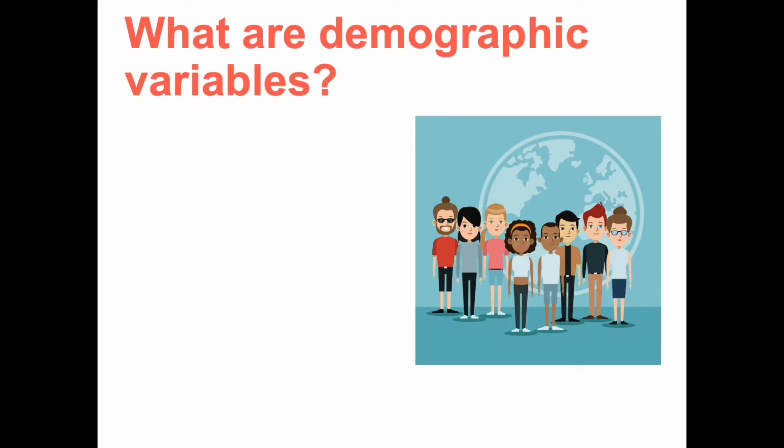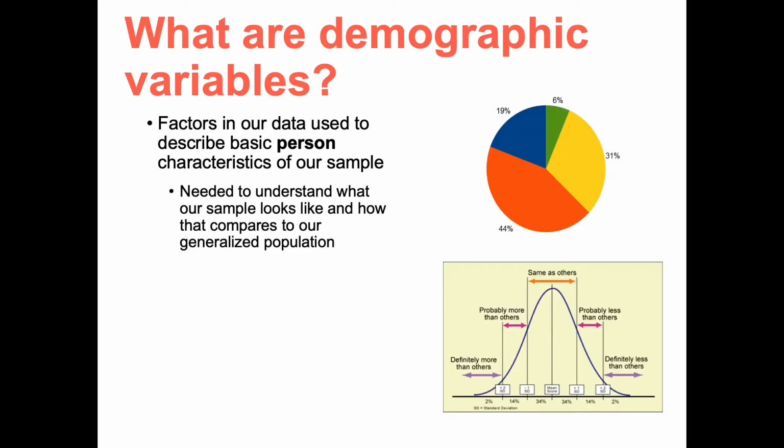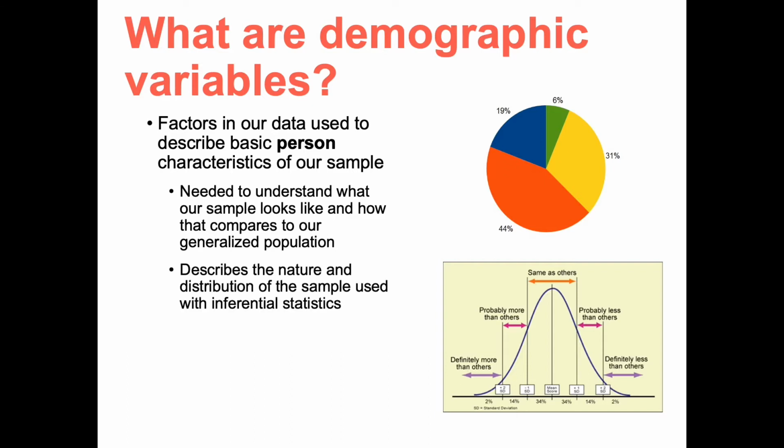So, what are demographic variables? Demographic variables are factors in our data used to describe basic person characteristics of our sample. Why do we need them? Because we want to understand what our sample looks like and how that compares to our generalized population. And the demographic variables also describe the nature and distribution of the sample used with inferential statistics.